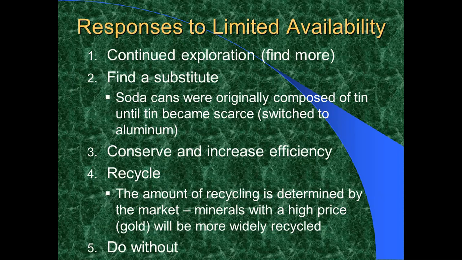Back in the 20s and 30s, soda cans were composed of tin. Now, we realized fairly early on that tin was a scarce metal. And so I think somewhere in the mid to late 30s, we switched to aluminum. And now soda cans are composed of aluminum because aluminum is a lot more abundant than tin was.